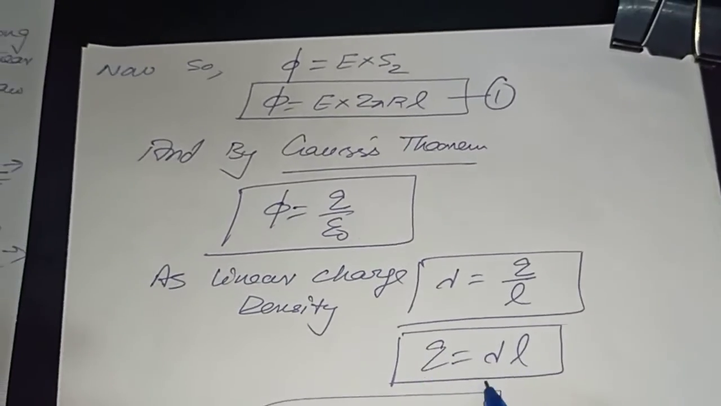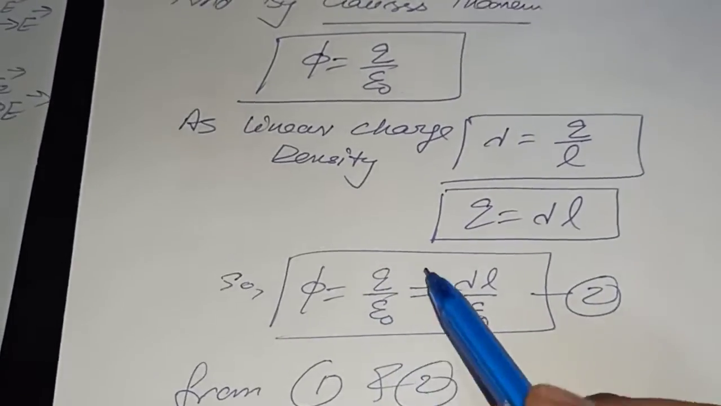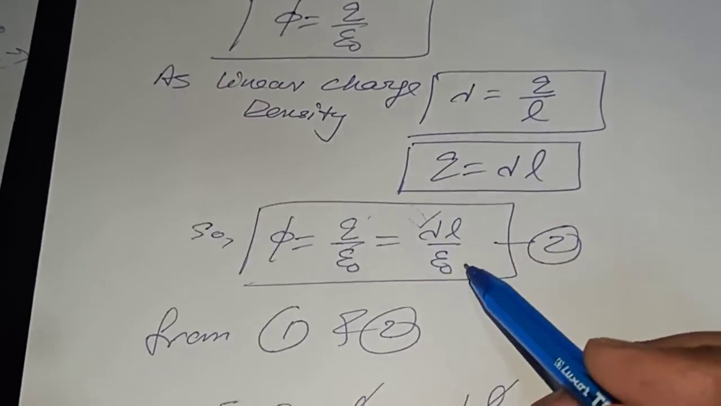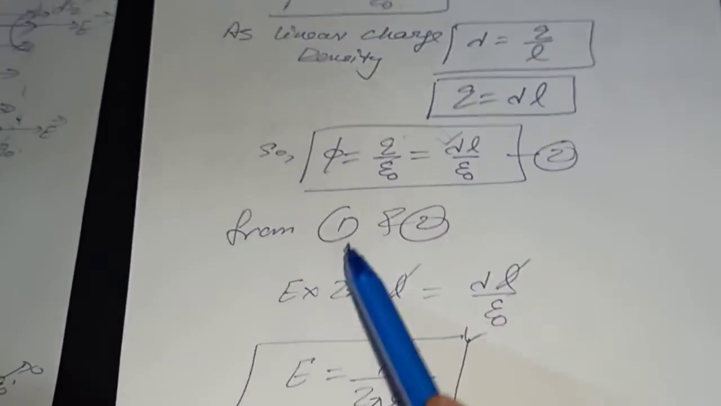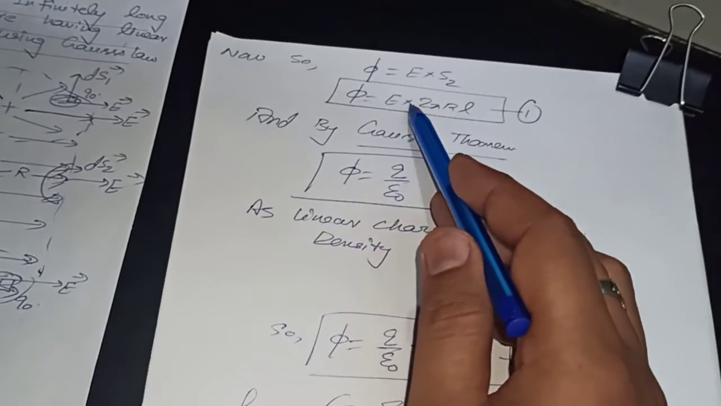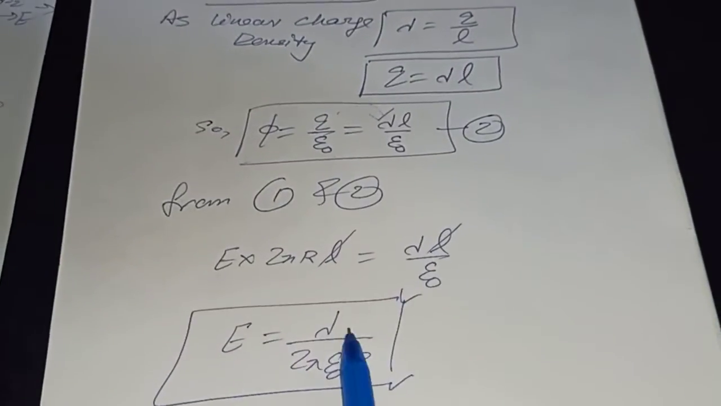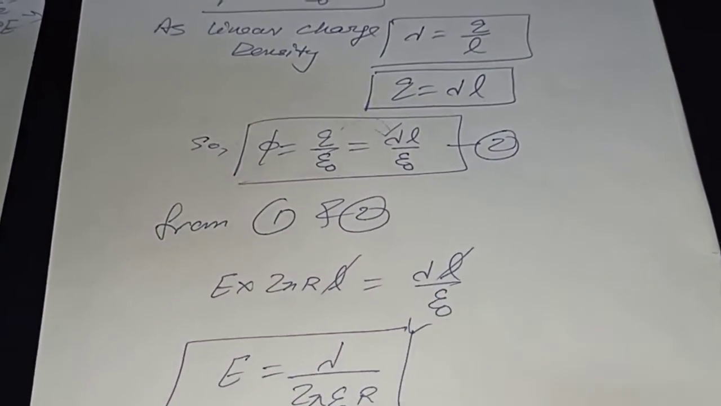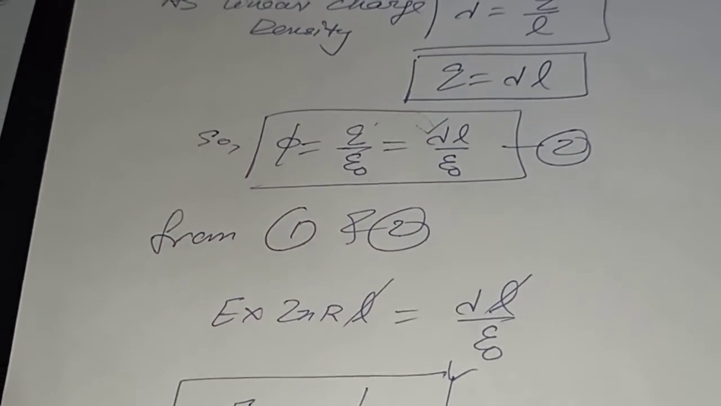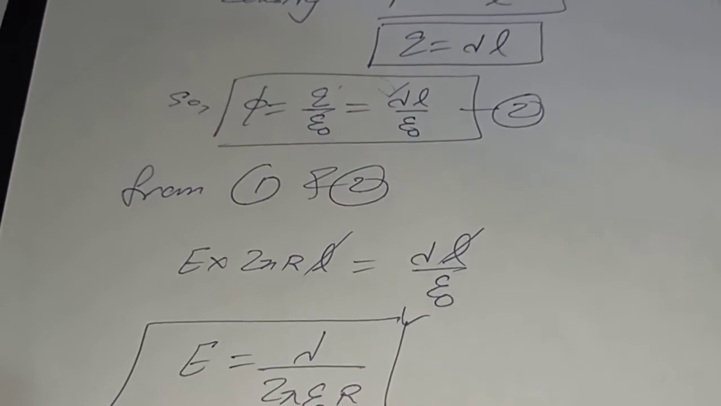By using this formula for q, we can put it in phi is equal to q upon epsilon naught, where q is lambda into L. So from the first and second equations, phi is equal to E into 2 pi rL, and also lambda L upon epsilon naught. We get E is equal to lambda upon 2 pi epsilon naught r. Thank you.